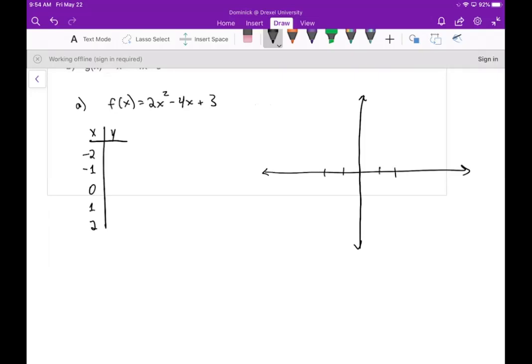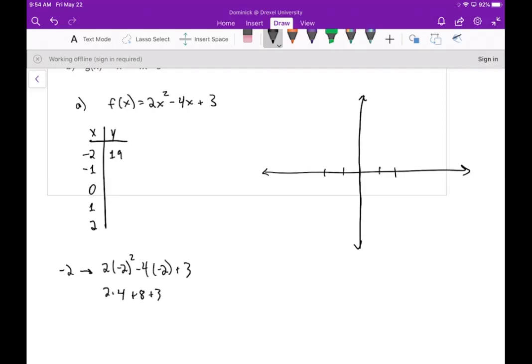Okay, now if I plug in a negative 2, I'm going to get 2 times negative 2 squared minus 4 times negative 2 plus 3. So this will give me a 2 times 4 plus 8 plus 3. So we get 8 plus 8 plus 3. So we're going to get a 19 there.